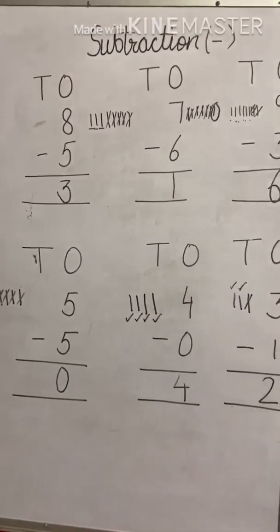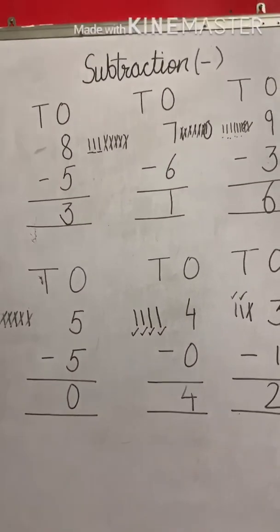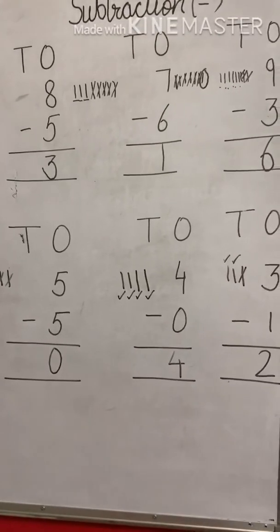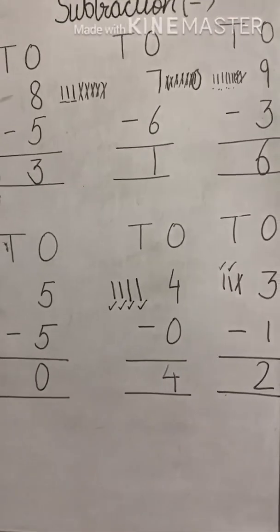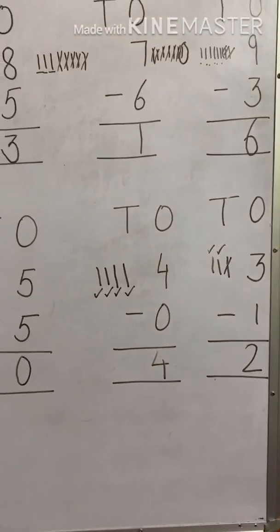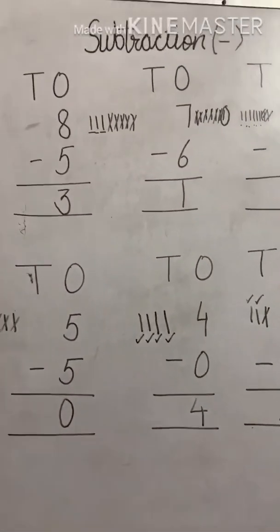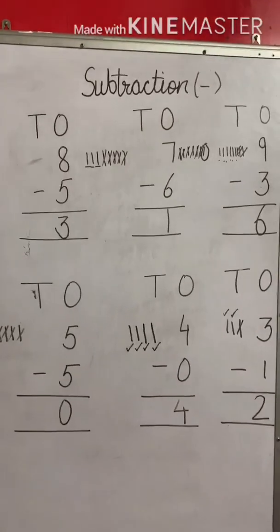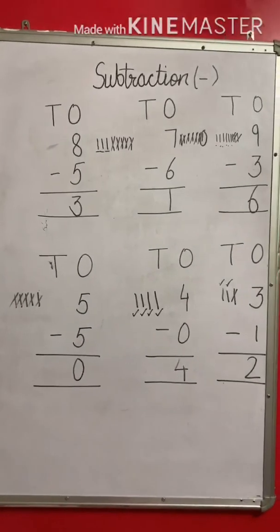So you can try both of the methods. Whichever one you prefer, you can do. Using these vertical lines will be easier for you, but you should also know about the second method, that we are putting our fingers up and counting forward. Hope you are clear with subtraction sums. Do 5 sums in your notebook now.